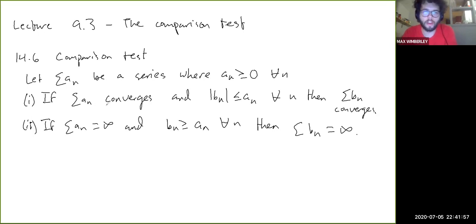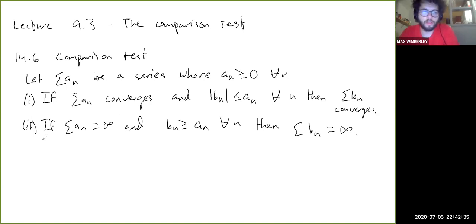Hopefully this makes sense: if an is a convergent series and the absolute values of bn are trapped under the terms an, then there's no way the sum of bn could have a bigger magnitude than the sum of an. That pretty much means the sum of bn has to be finite. And if the sum of an is infinity and bn is greater than or equal to an, then you'd expect this series to be at least as big as this one, right?